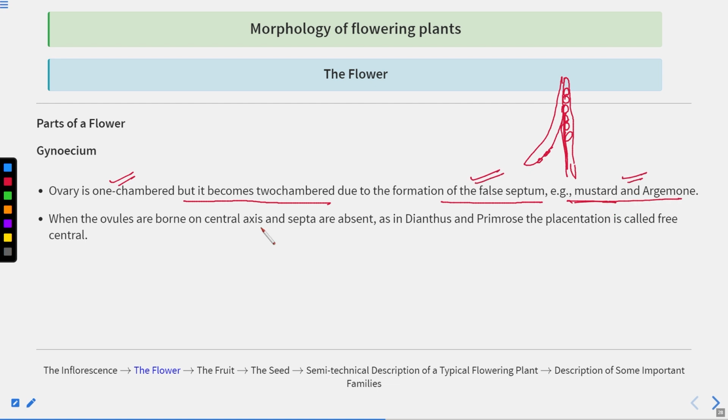When the ovules are borne on the central axis and the septa are absent, as in the case of dianthus and primrose, the placentation is called free central. This is called free central. Very important: no septa is there. Septa are absent, so then it is called free central. Examples are dianthus and primrose.